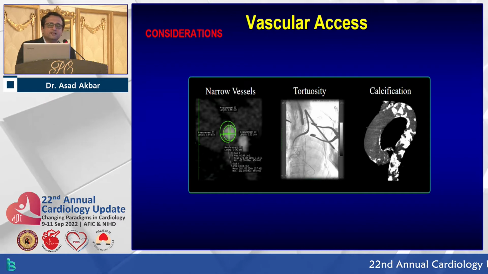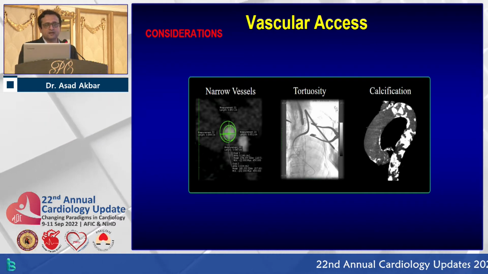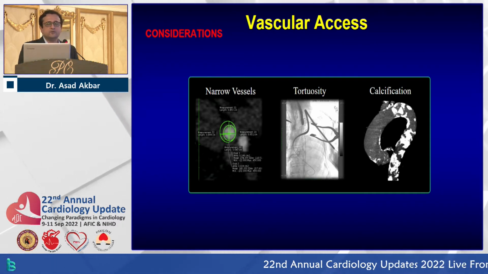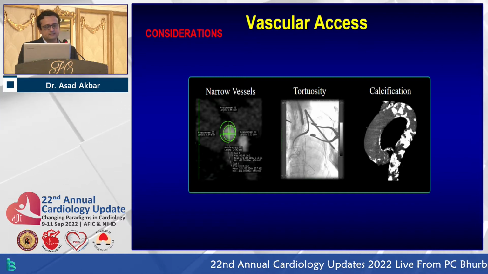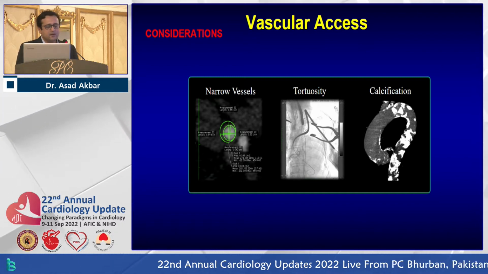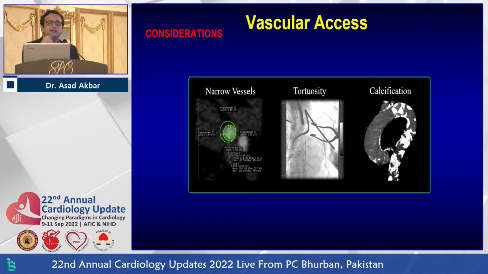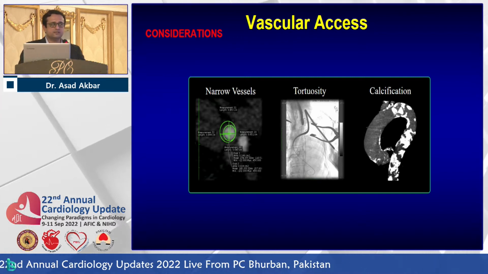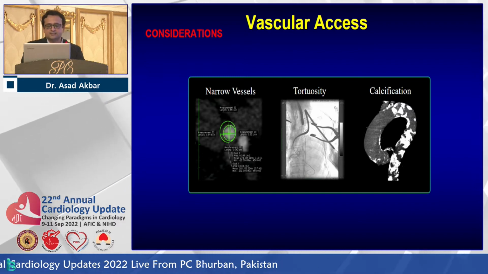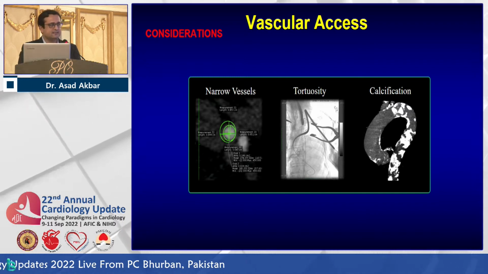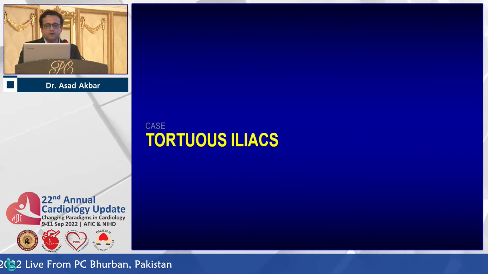Probably the first thing we look at when we are doing TAVR is vascular access, especially in Pakistan, where we don't have much in terms of alternative access. If there is no real access, we can't really do it. In all the initial TAVR trials, the main complication was actually in the vascular access. We can have narrow vessels, a lot of tortuosity, or calcium.